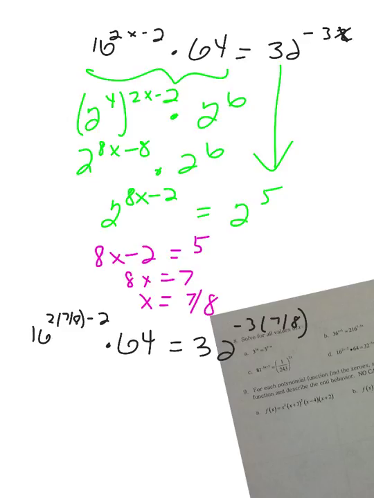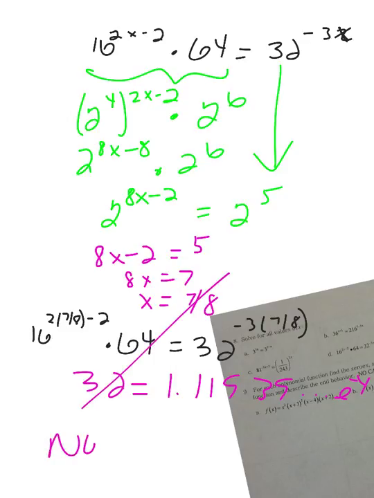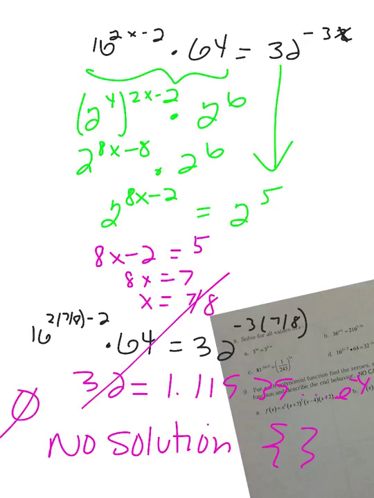Okay, so this does not work. I get 32 does not equal, and this is a really small number. It's like 1.11939 blah blah blah e to the negative 4th. So therefore, there is no solution. And you have to write no solution, or you could put the empty set, or the 0 with the line through it, or just write no solution.